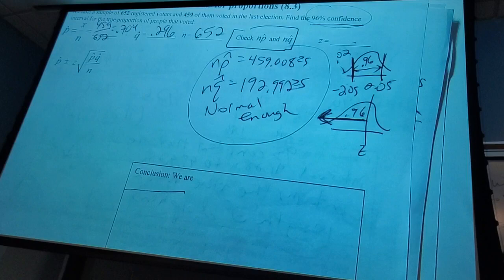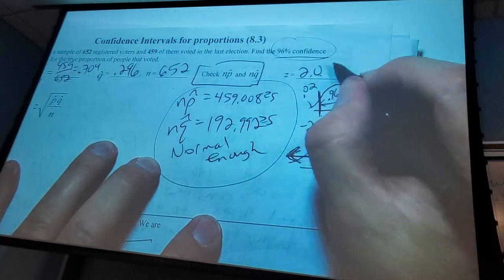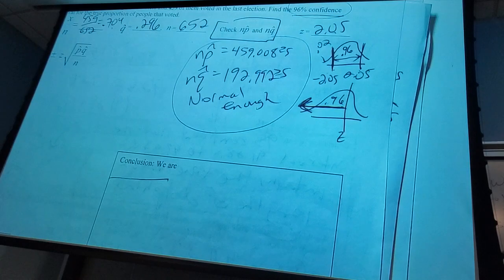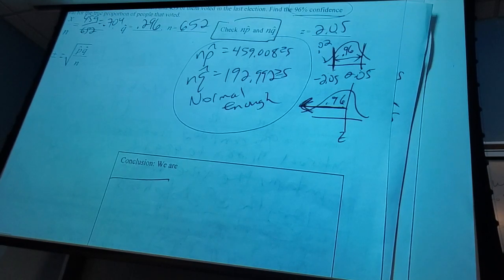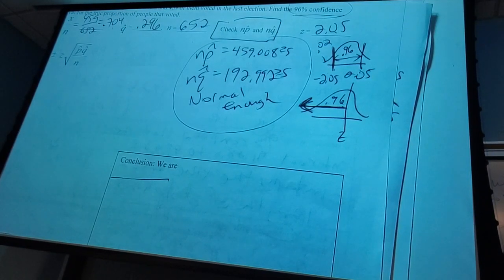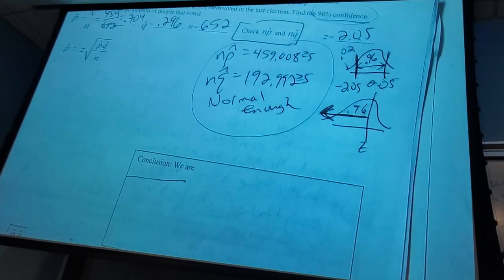So z is 2.05. Now, why does that make sense? Can somebody help me out real quick? If you look at the little baby chart, what was the z-score for 95% confidence? 1.96. If I go out 1.96 steps up and down, I catch 95%. Doesn't it make sense then that if I want to catch 96%, I go up and down a little more? 2.05 makes sense. It's a little more than 1.96. Does that make physical sense? If it doesn't, it's okay. You can tell me. That's part of my job, to handle it if it doesn't make sense.